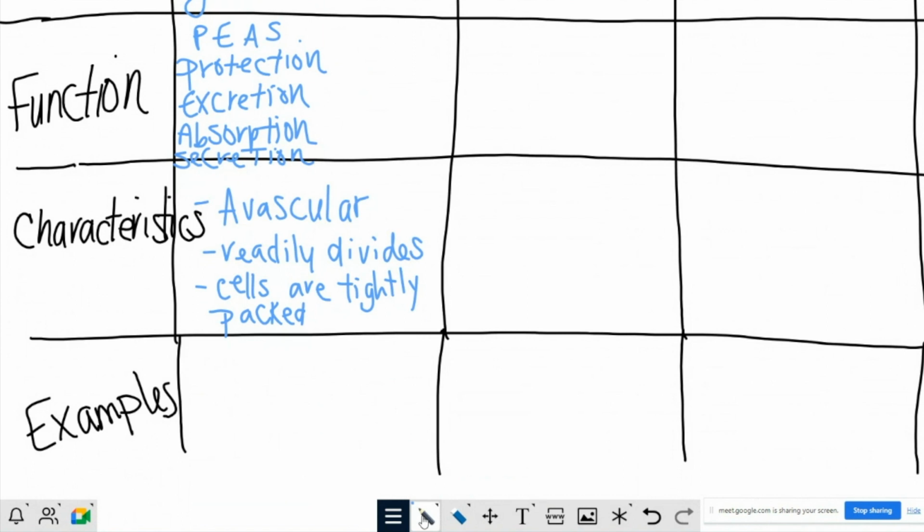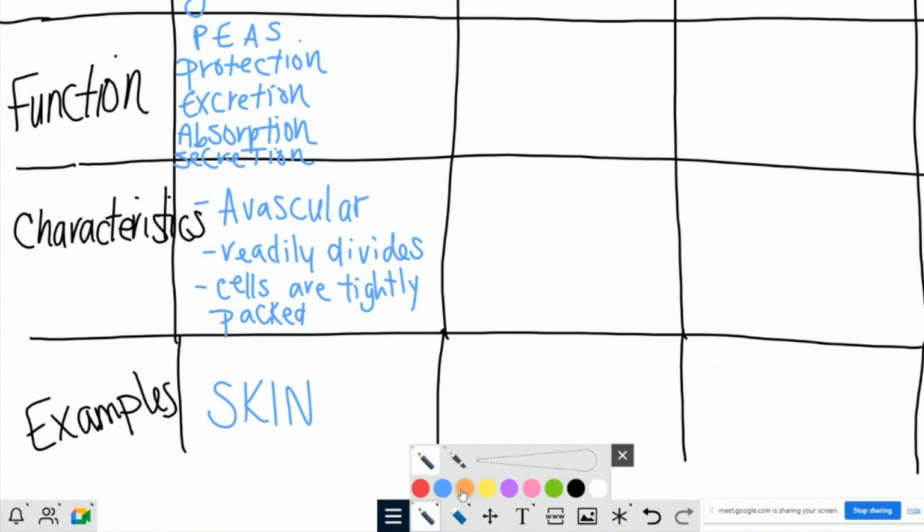And then finally, examples. I'm just going to give you one, skin, and then there are many examples. But we'll stop there because we're just doing an intro. We're doing an overview of the 4 tissue types. We're going to dive into them as we move through this unit. All right, let's get to connective tissue.